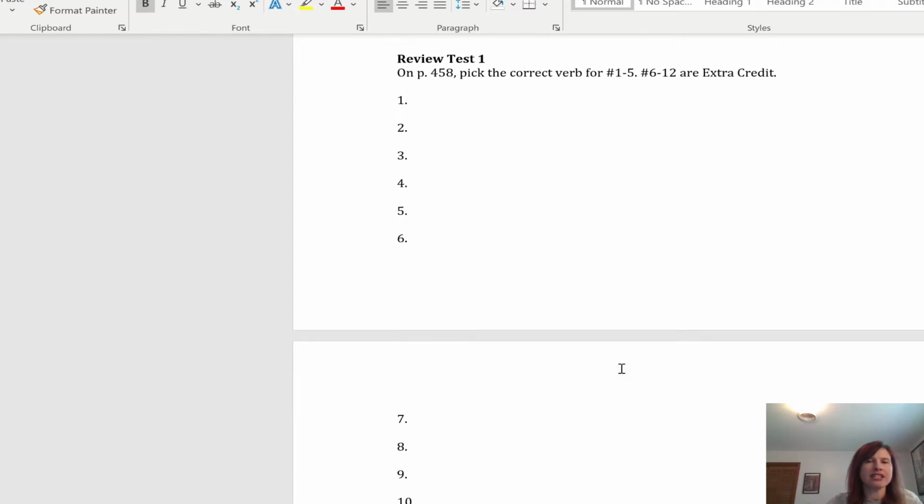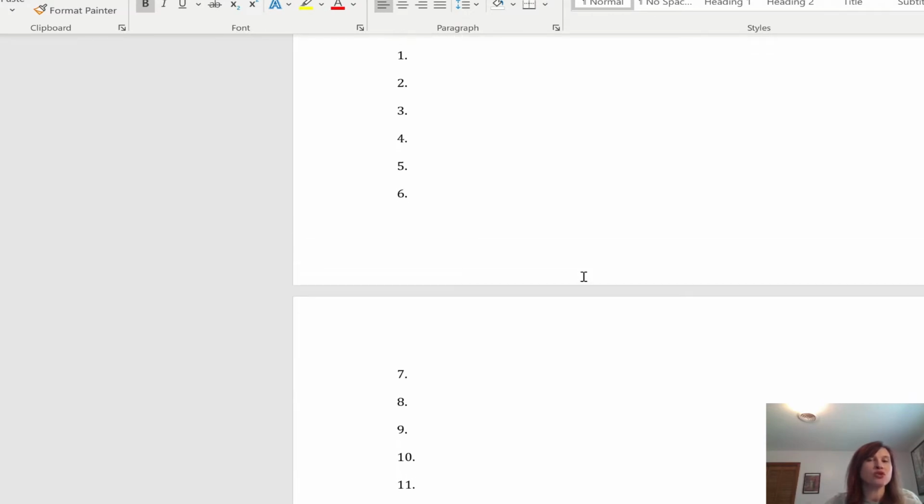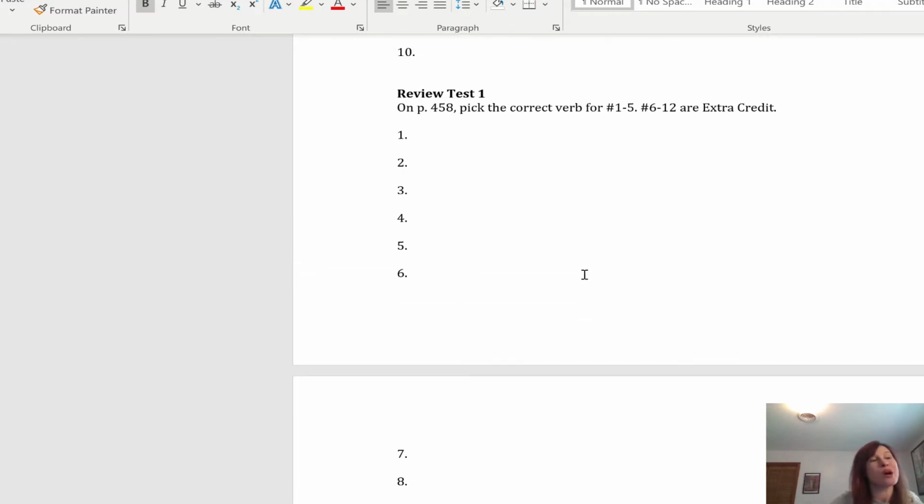Below, on the review test, you're going to pick the correct verb for numbers 1 through 5, and then numbers 6 through 10, or 6 through 12, it's the same thing, but 6 through 12 are extra credit. So you get another chance to get some extra credit in the class, which I know a lot of you have taken advantage of, which is awesome, so please continue to do that.